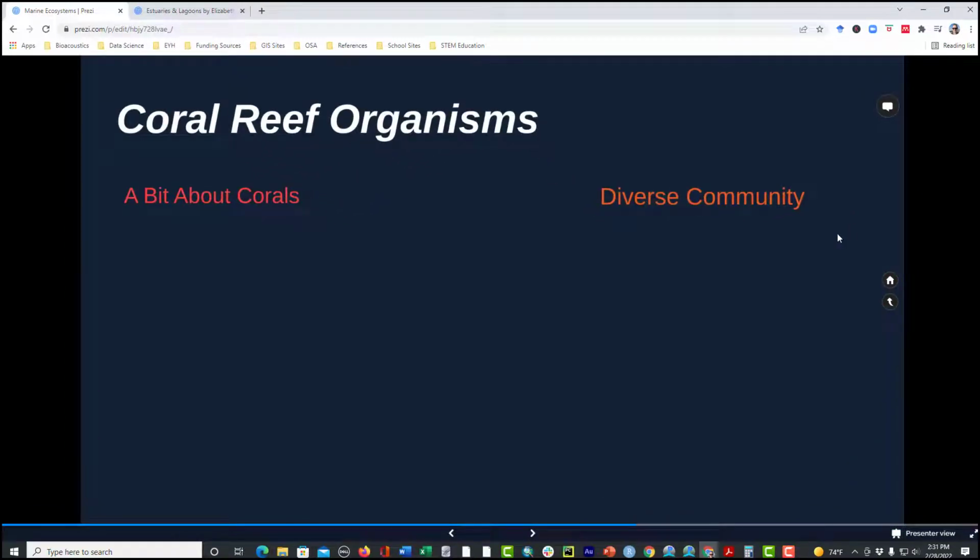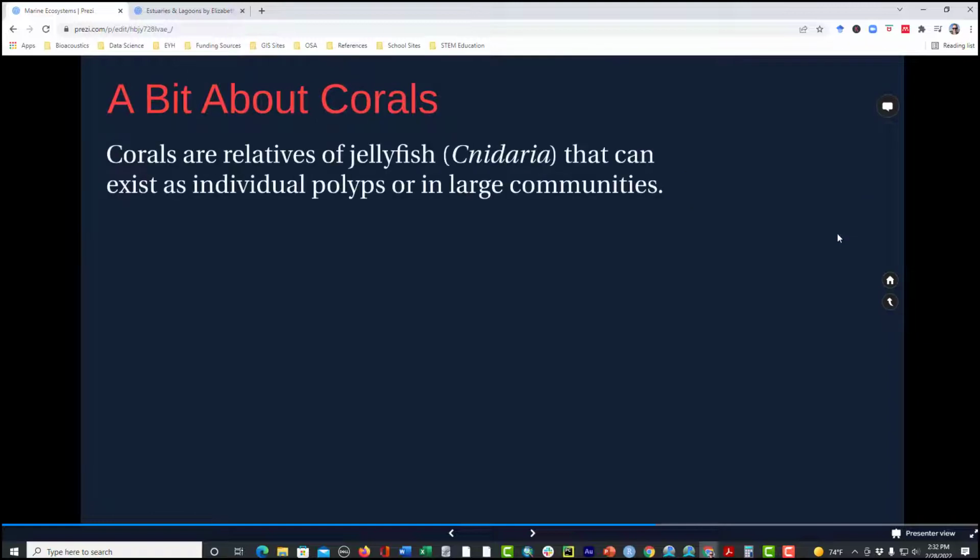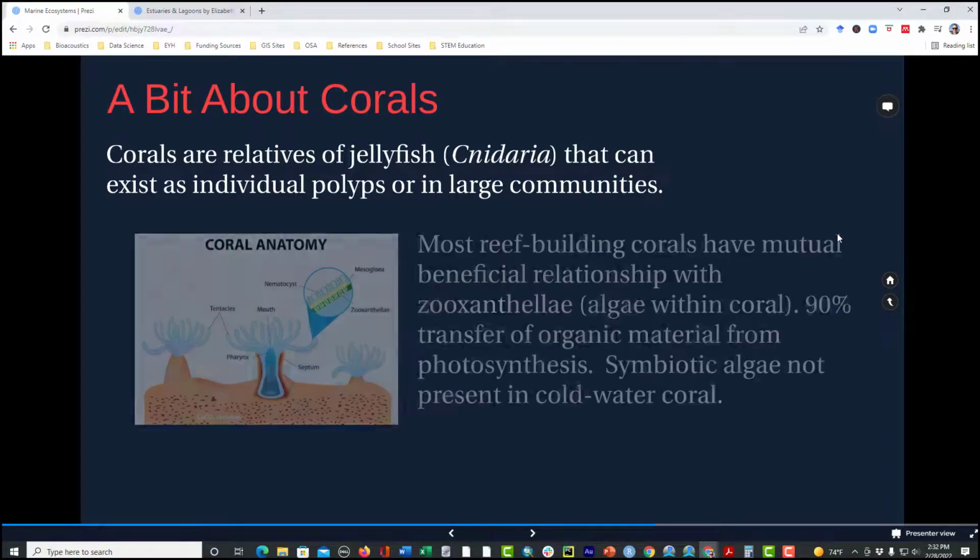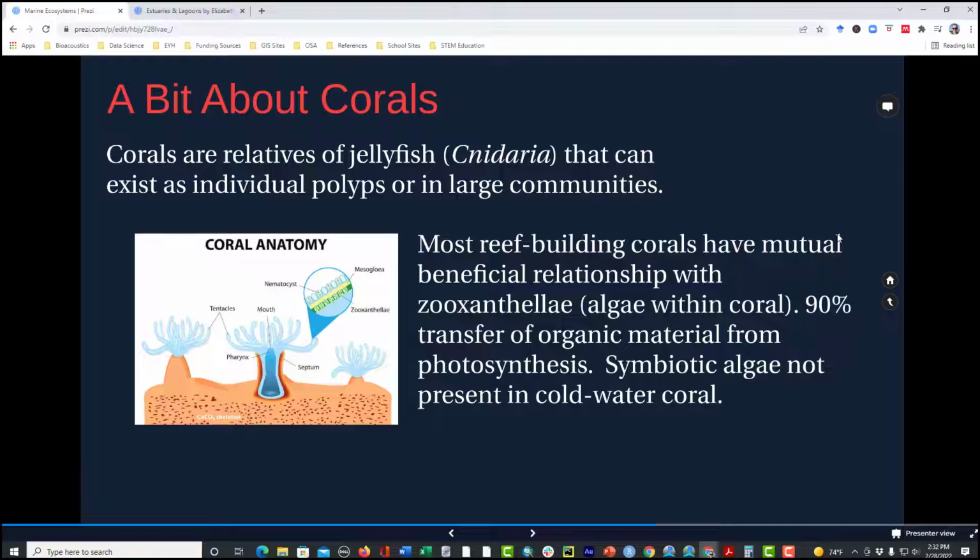Coral reef organisms are going to be unique as well. So a little bit about corals first. Corals are relatives of jellyfish in a group called Cnidaria, and they can exist as individual polyps or in a large community. Most of the reef-building corals have a mutual benefit relationship with something called zooxanthellae, which is going to be an algae that can exist within the coral.